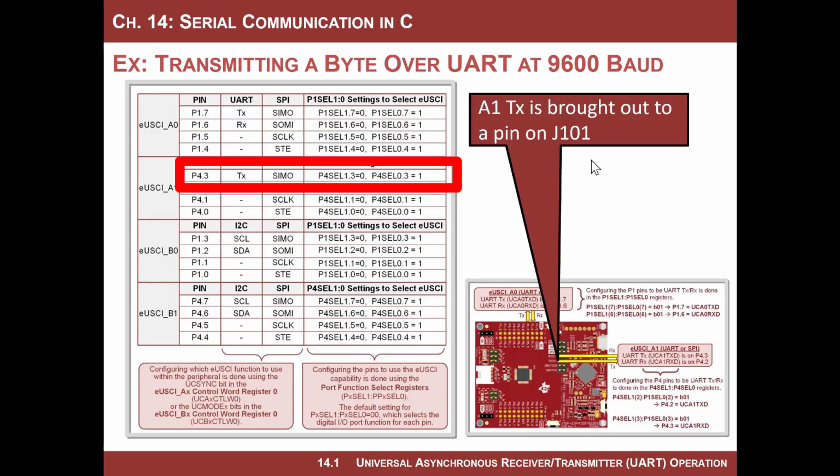Okay, so then that's the UART. The last thing is to enable the pin to allow the A1 transmit line to take over.